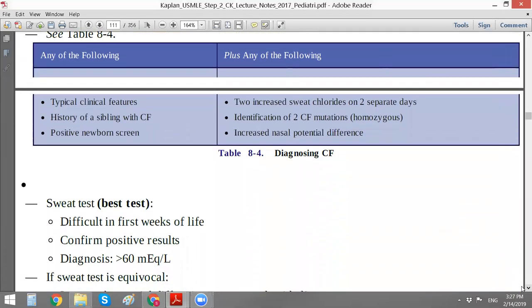Diagnosis is typical clinical features plus any of the following: history of a sibling with CF, positive newborn screen, two increased sweat chlorides on two separate days, identification of two CF mutations (homozygous), and increased nasal potential difference. Yes, this is also very important: increased nasal potential difference.